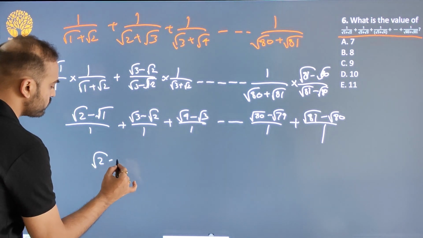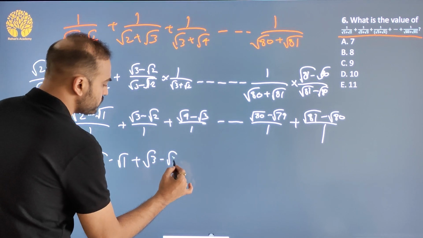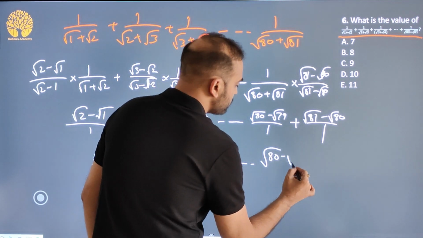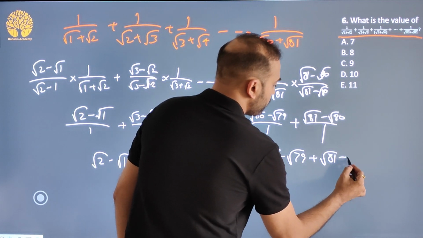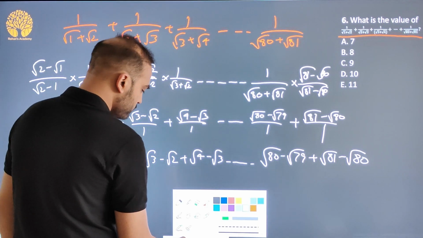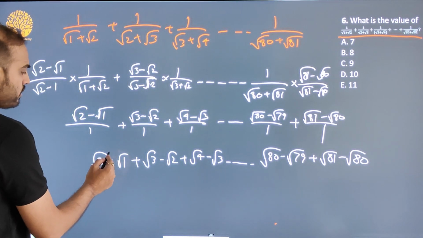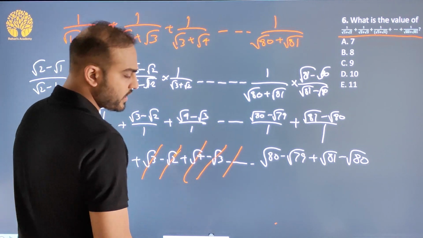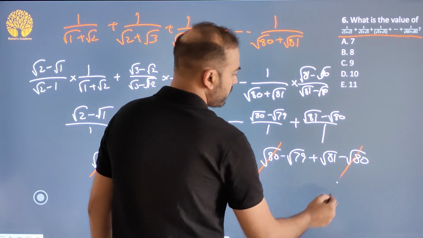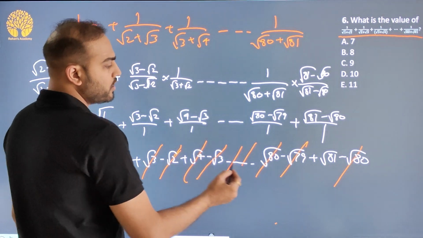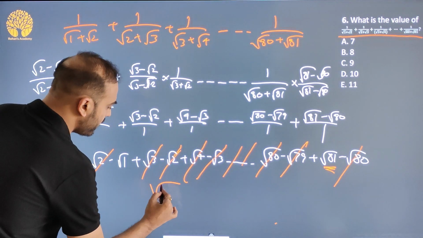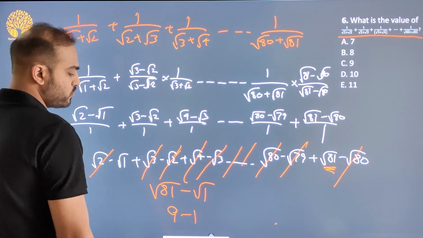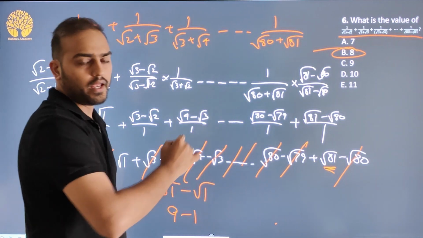So if you just see, root 2 minus root 1 plus root 3 minus root 2 plus root 4 minus root 3 goes on till root 80 minus root 79, root 81 minus root 80. If you see, root 2 cancels out, root 3 cancels out, root 4 will cancel out. Similarly, root 80 cancels out, 79 cancels out. The only two terms remaining are root 81 minus root 1. Root 81 we know is 9, root 1 is 1, answer becomes 8.